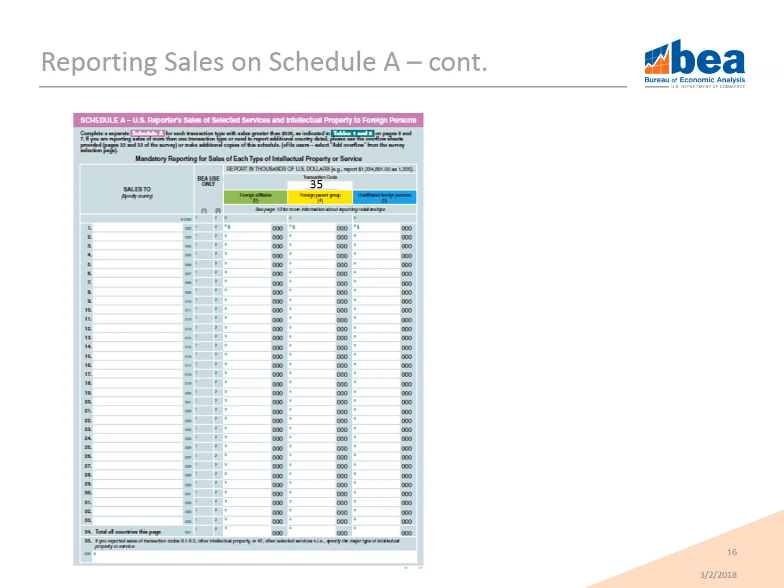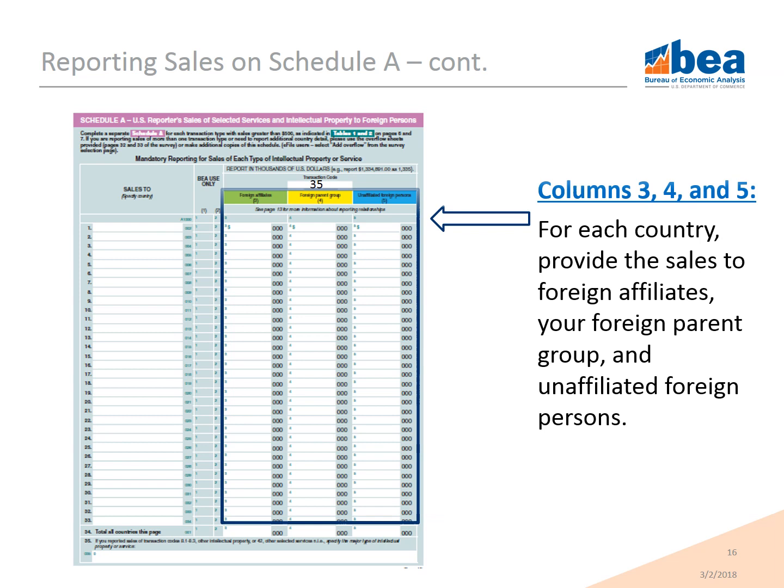Identify the U.S. reporter's relationship with the foreign purchaser in columns 3 through 5. In this case, the Canadian transaction was with the member of the U.S. reporter's foreign parent group, which corresponds with column 4. Columns 3 and 5 correspond with transactions with the U.S. reporter's foreign affiliates or unaffiliated foreign persons. For more information on reporting relationships, see page 12 of the report.